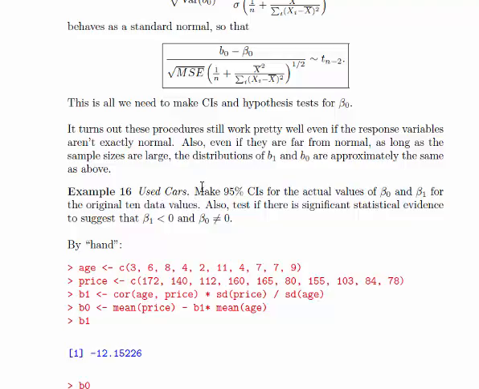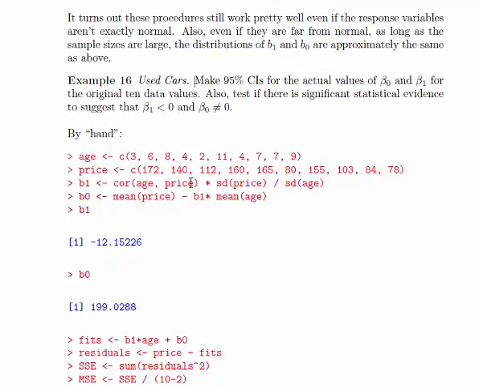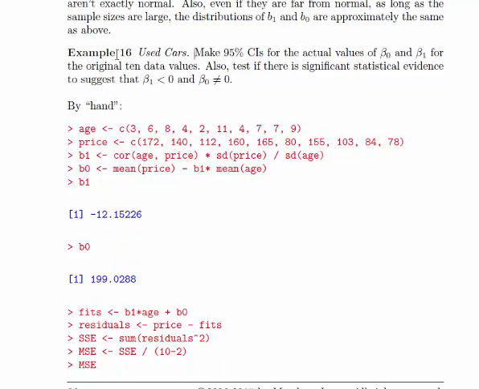So let's take a look at this used cars example. I promise we won't be on this used cars example forever, but probably throughout the rest of the chapter at least. So let's make 95% confidence intervals for the actual values of beta naught and beta 1, not simultaneously. We'll revisit this toward the end of this set of notes.